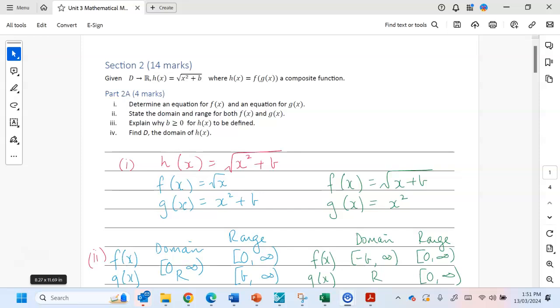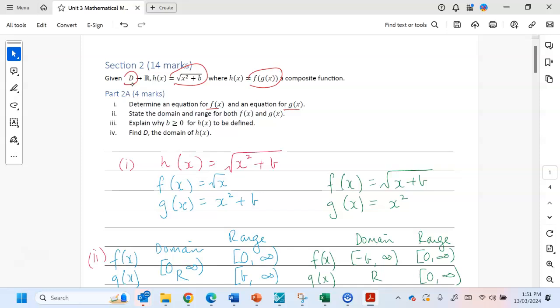Okay, so we've got given D, so D is some domain, real value mapped to a real value. h of x is equal to the square root of x squared plus b, where h of x is equal to this composite function, f of g of x. So if we've got a composite function, we can determine what f of x and g of x are. So here's our function here.